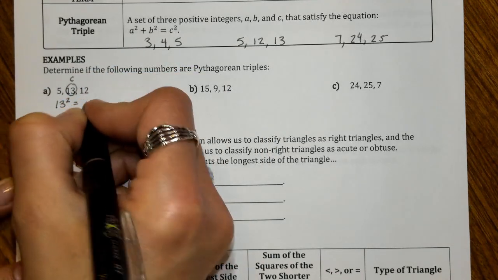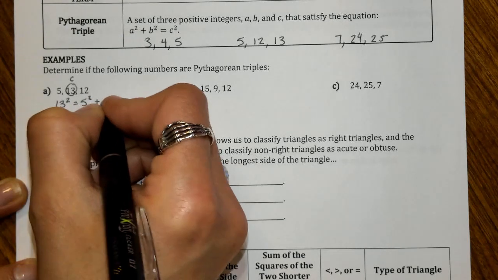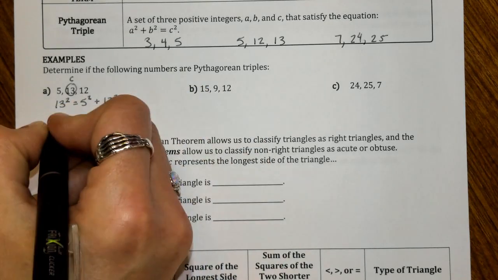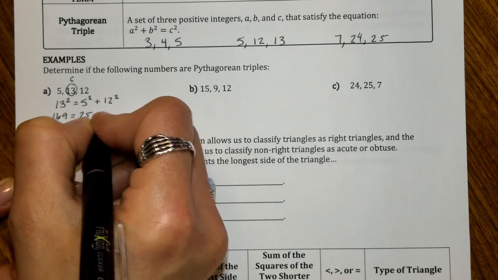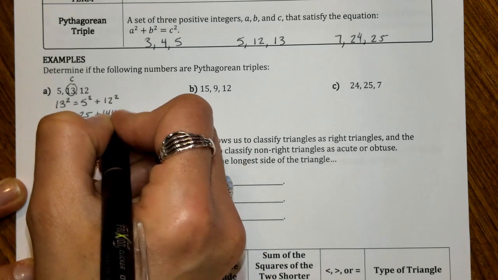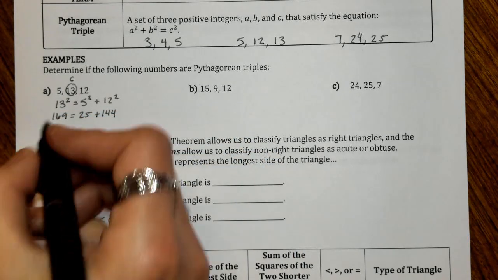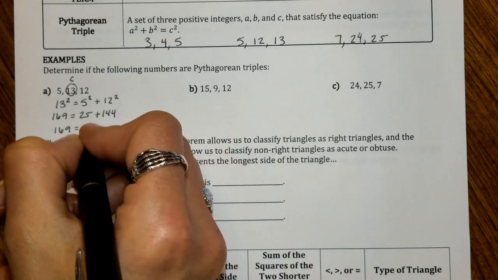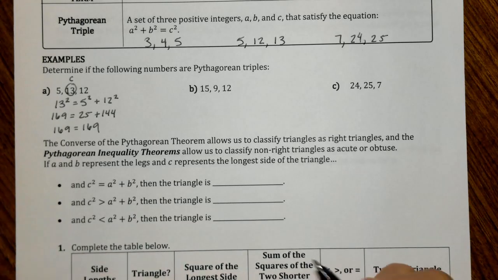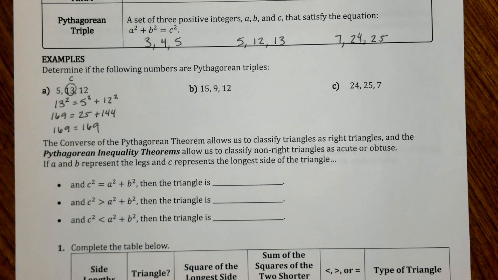13 squared equals our two smaller sides squared. 13 squared is 169. 5 squared will be 25. 12 squared will be 144. When we add the 25 plus the 144, we end up with 169, showing this is one of our triples.